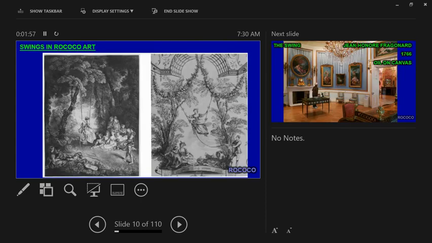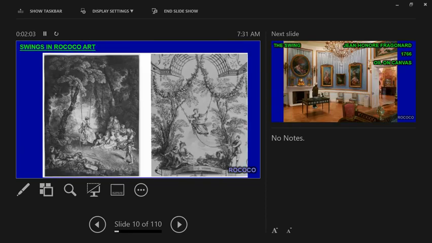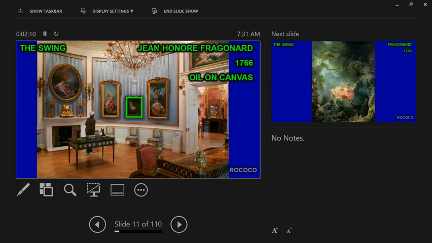These are all aristocrats. These are not people that need to work in the fields all day long because they have leisure time. All right, so we're going to take a look at The Swing by Fragonard, this painting right here in the center. This is one of those very famous paintings.